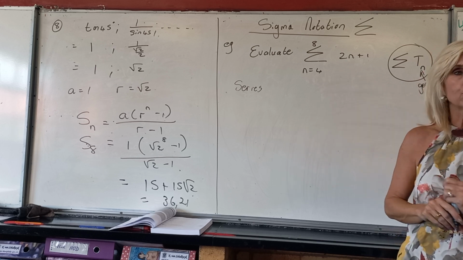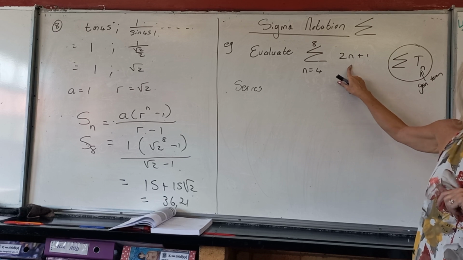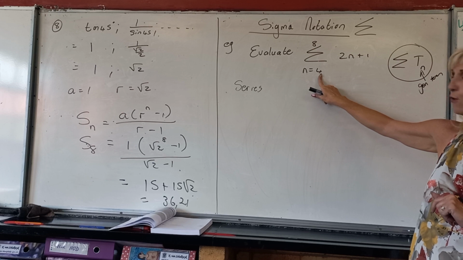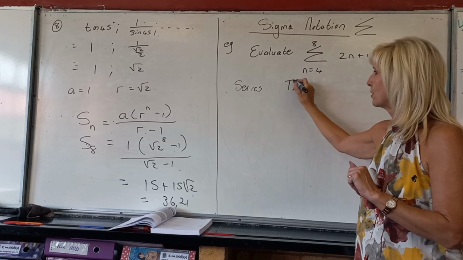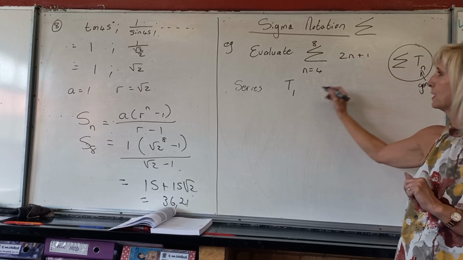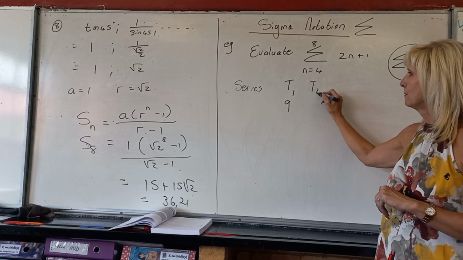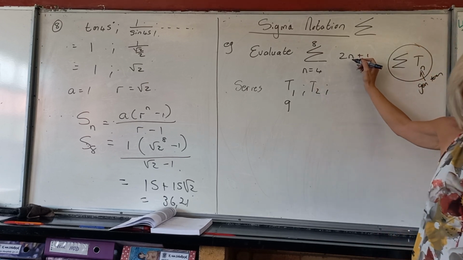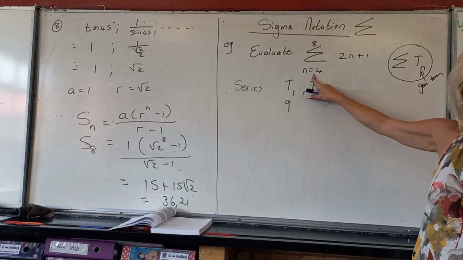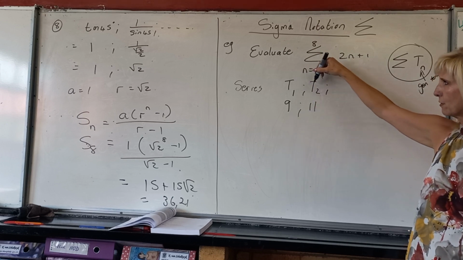So first thing that you do is you're going to find the series. The first term will be what? 1. Where your n is equal to 4. The first term will be where your n is equal to 4. 4 times 2 is 8 plus 1 is? So that's your first term. Your second term would be where your n is not 2. Your second term will be where your n is 5. So 5 times 2 plus 1 is 11. Now you're not going to write term 1, term 2.